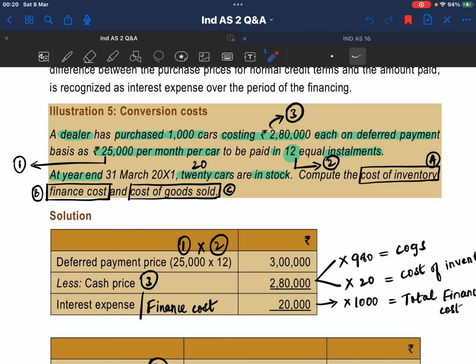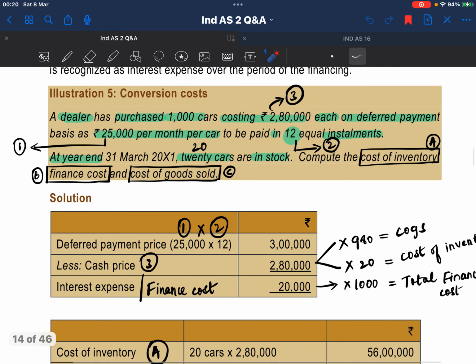Illustration 5. Conversion cost. A dealer purchased 1000 cars costing 2,80,000 each on a deferred payment basis, 25,000 per month per car in 12 equal installments. At the end of year, 31st March 20x1, 20 cars are still in stock. Compute cost of inventory, finance cost, and cost of goods sold.